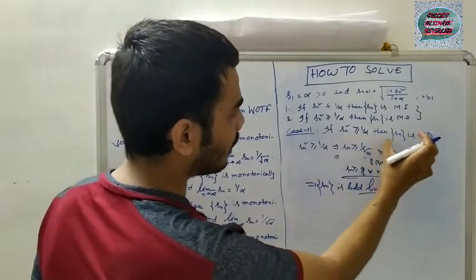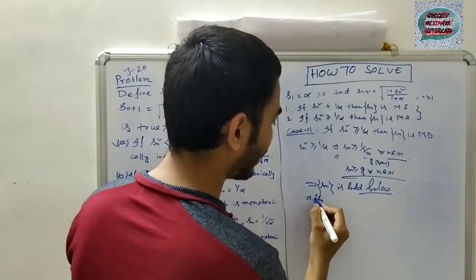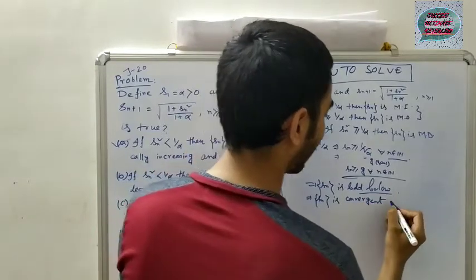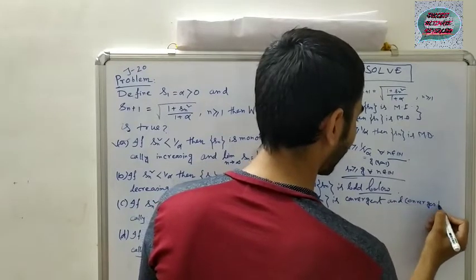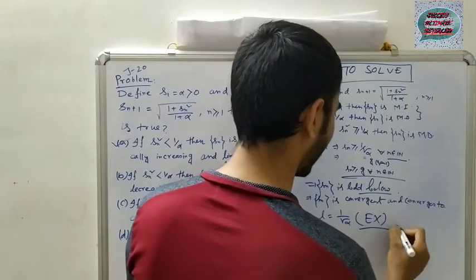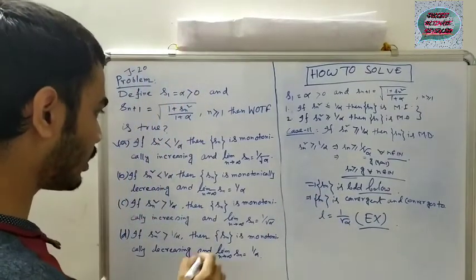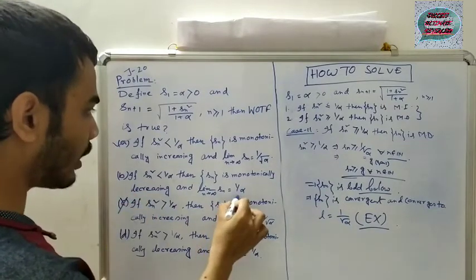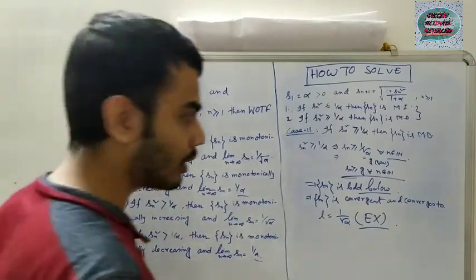Since Sn is monotone decreasing and bounded below, that means Sn is convergent, and converges to L equal to 1 by root alpha. That is left for exercise. So using this result, we can see that the other option is also false, that is 1 by alpha, so that is also false. So only option A is correct.